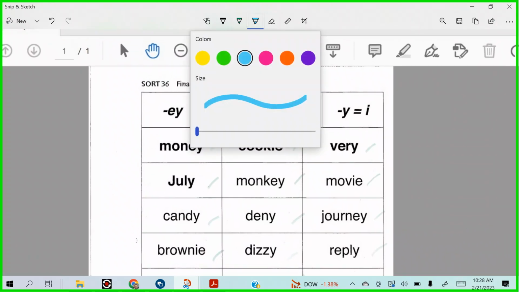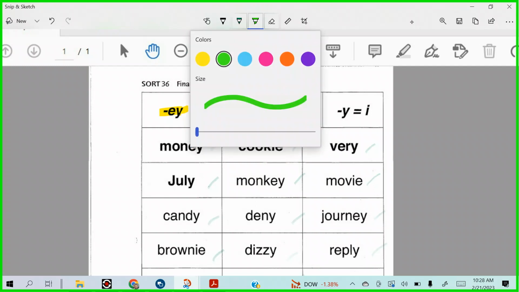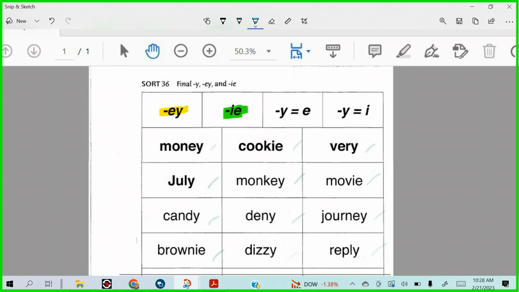All right, so let's set up our key. I'm going to do the EY ending that says E in yellow. I'm going to do the IE ending that says E in green. I'm going to do the Y ending that says E, and I'm going to do the Y ending that says I, and I'm going to circle that in orange.